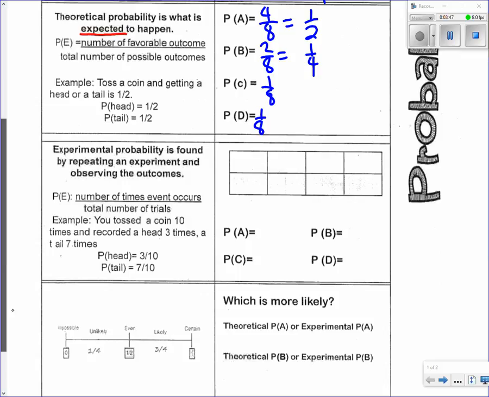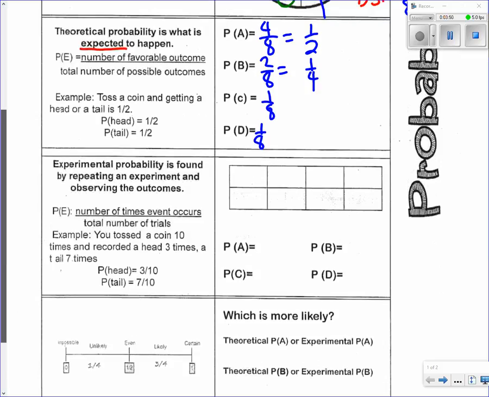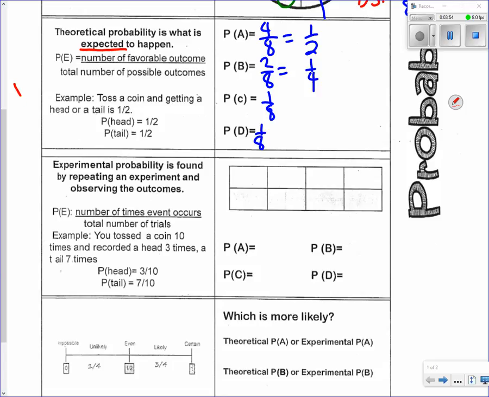Also, one extra piece about theoretical probability. Something I like to tell my kids is theoretical probability is the perfect world. So no outside factors, nothing going on in the perfect world. This is what should happen, which is why we call it theoretical.